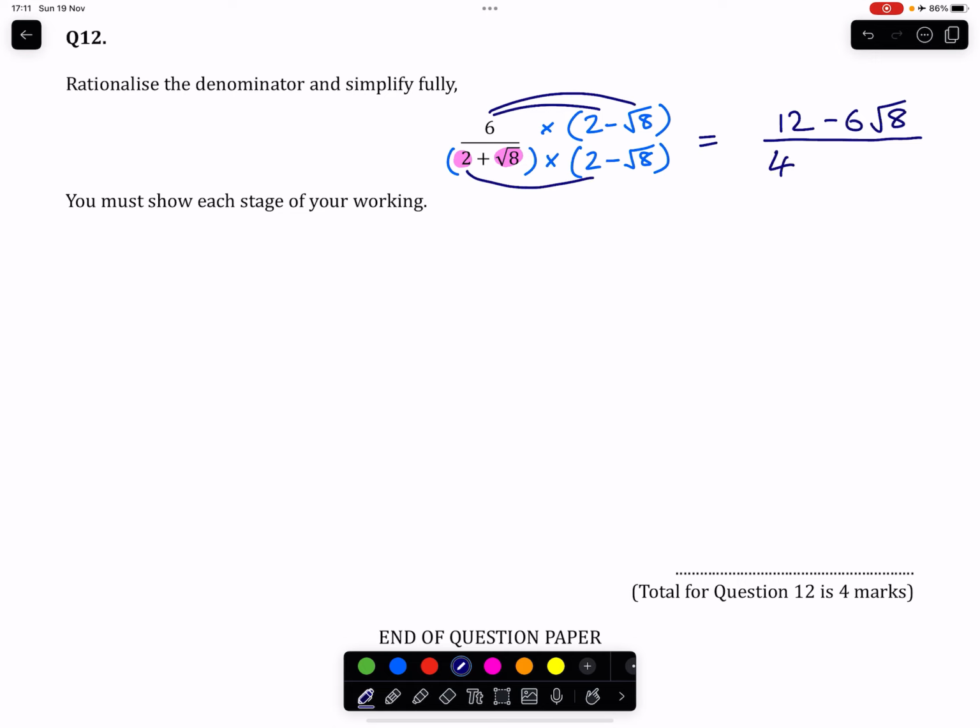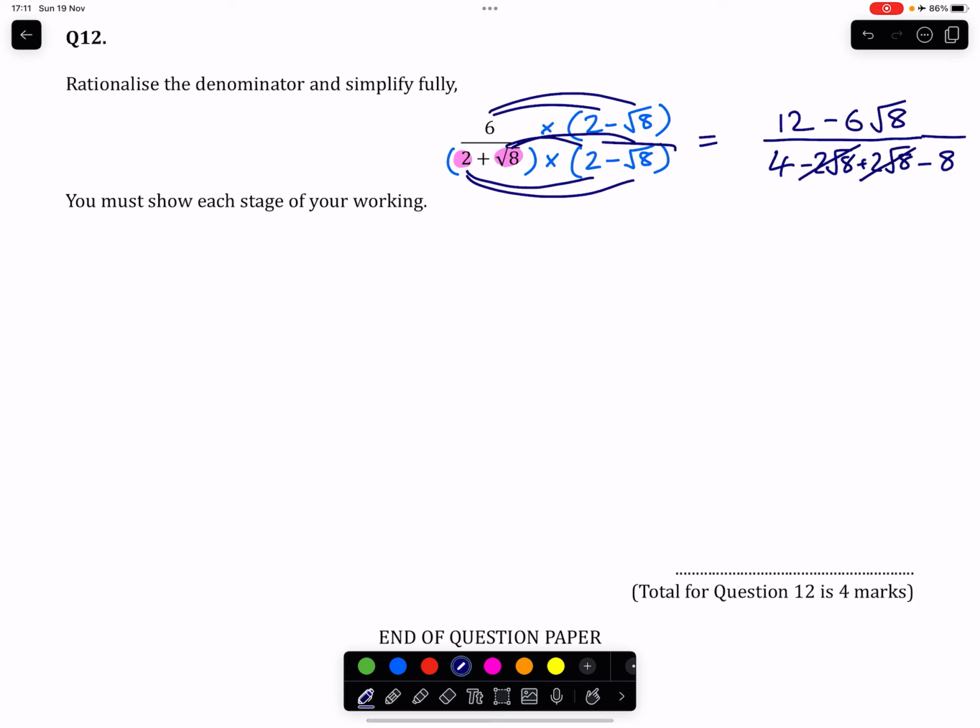We have 2 times 2 for 4. We have a 2 times minus root 8 and a 2 times positive root 8, which is going to give us our two middle terms here, which will cancel. If you choose to not even bother writing those down, that's totally fine. You have a root 8 times a negative root 8 here for a takeaway 8.